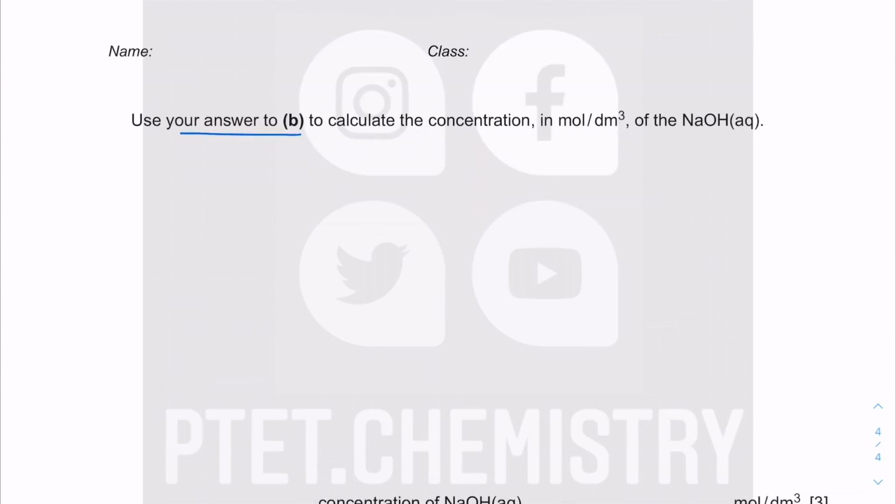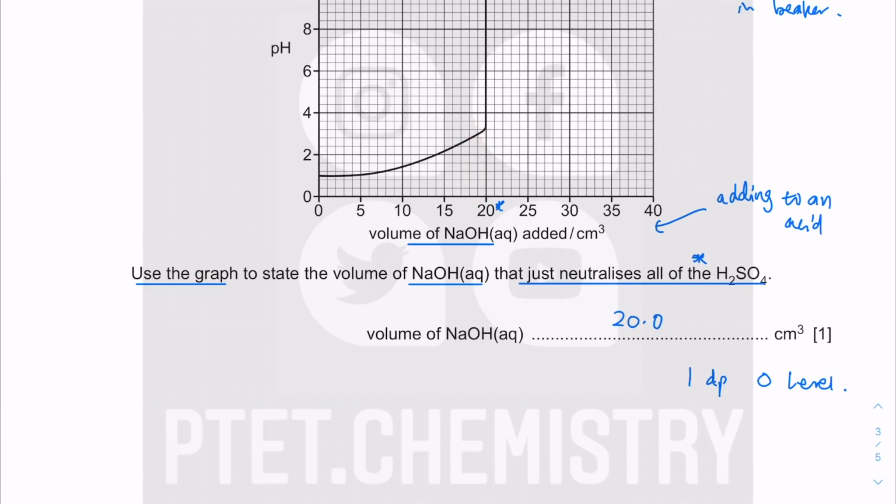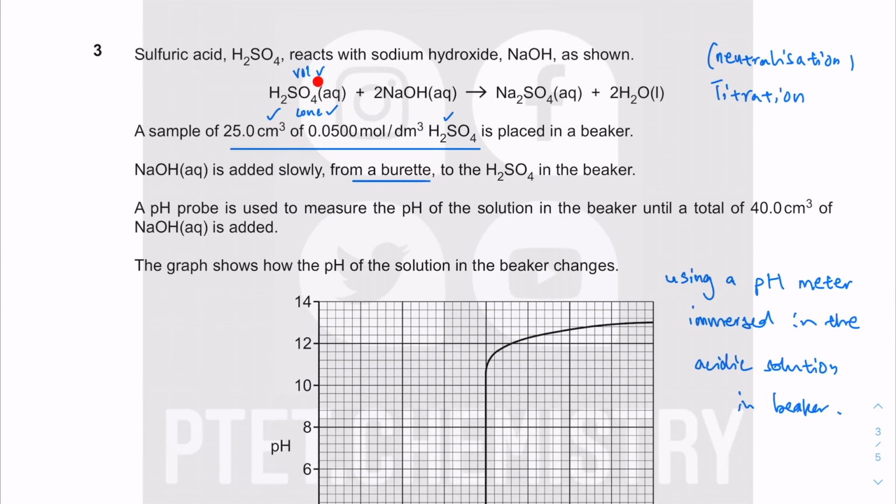Moving on, use your answer to B to calculate the concentration of the NaOH. So at this point of neutralization, this is the volume of NaOH that is required to neutralize all of the H2SO4. Just now we have the volume and the concentration of the H2SO4 in the beaker. Now I have the volume of NaOH from my graph, and I want to find the concentration. So this is back to your mole ratio kind of question. The mole of NaOH over the mole of H2SO4. I hope you're getting better at this. From the balanced equation, 2 mole of NaOH reacts with 1 mole of H2SO4.